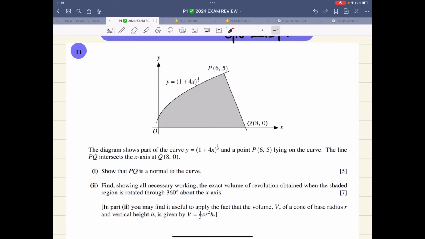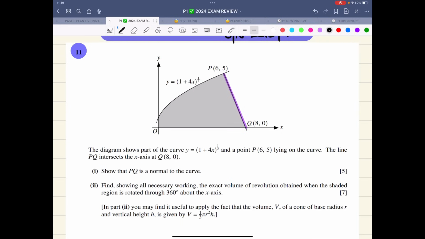The diagram shows part of the curve, that is this one, and a point P (6, 5). So P is (6, 5), lying on the curve. The line PQ intersects the x-axis at Q (8, 0). Show that PQ is a normal to the curve. So let me grab this marker, this is purple actually, and that goes like this. Show that PQ is a normal to the curve.